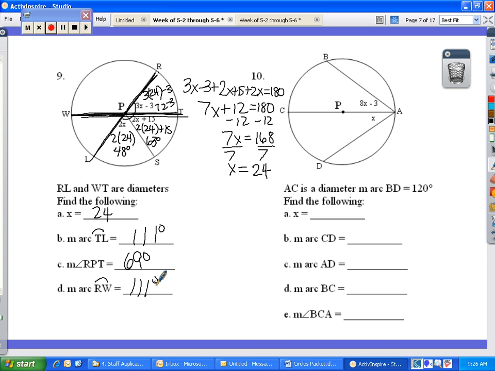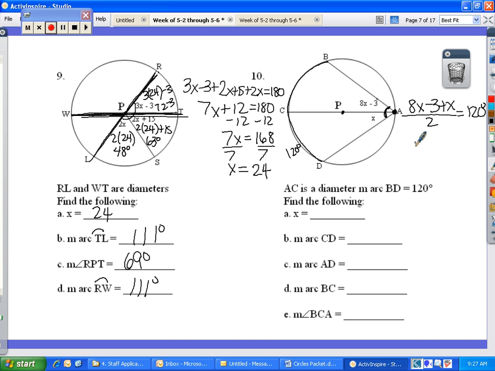All right, AC is a diameter. Here's your AC passing through the center. BD is 120 degrees, so from here all the way around is 120 degrees. And you want to first find x. So you know that both of these, 8x minus 3 plus x, if I divide those in half, it's going to be equal to the arc. Again, because this is an inscribed angle, because the vertex is on the circle. So my inscribed angle is half of that arc. So if I find the total angle here and here, it's going to be half of that.